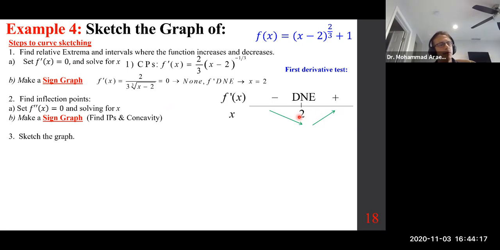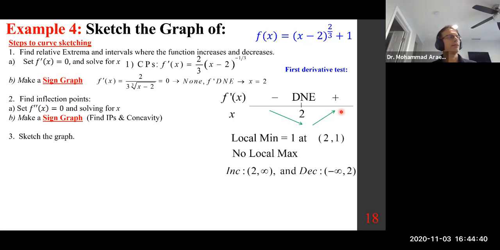Okay, so the arrows tell us that it's a local min. So local min at x equals 2. And of course, you got to plug it back in. When you plug it back in, this becomes 0. So you have (2, 1). We already have seen it from the graph that I showed you. Negative means decreasing from negative infinity to 2, increasing from 2 to infinity.